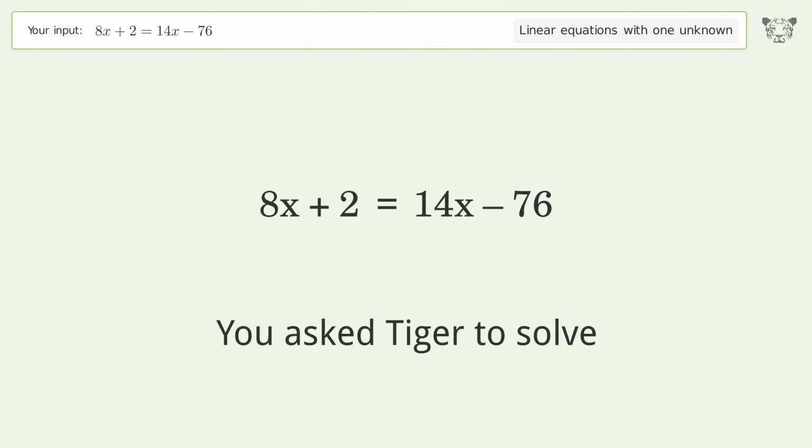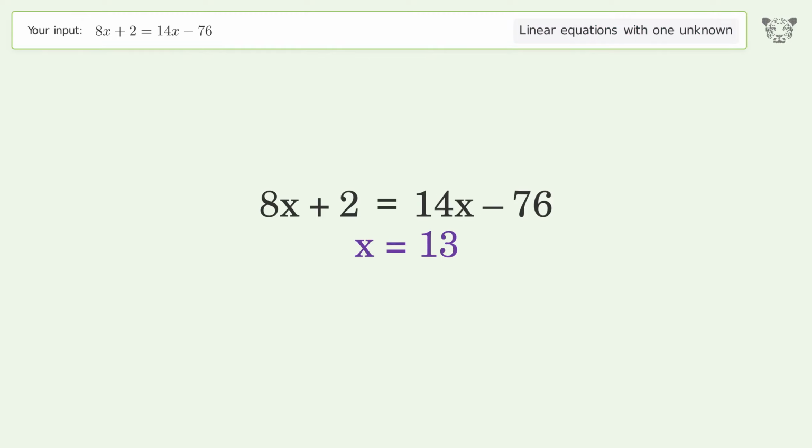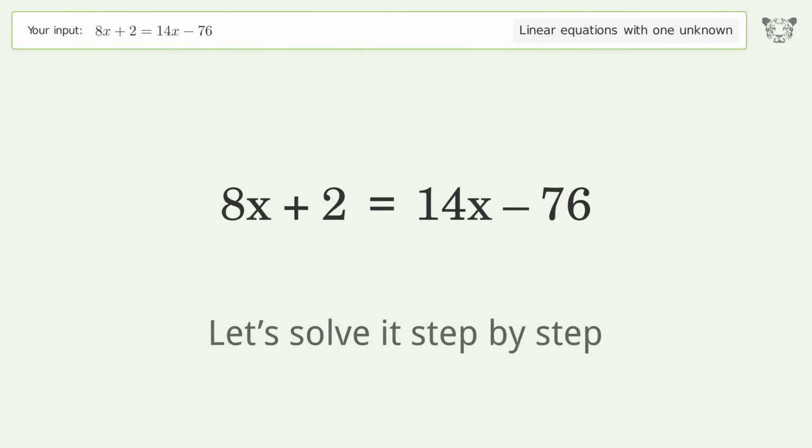You ask Tiger to solve. This deals with linear equations with one unknown. The final result is x equals 13. Let's solve it step by step.